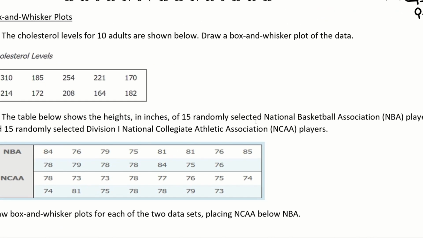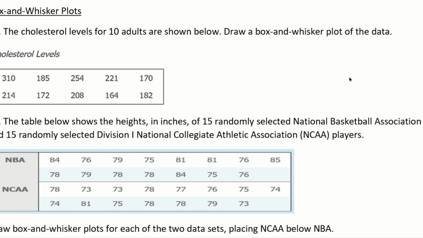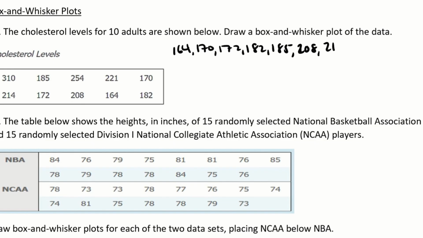Right? So number 19, cholesterol levels for 10 adults are shown below. Draw a box and whisker plot of the data. So again, we're going to need to put these numbers in order. So we'll go ahead and do that here. So we got 164, 170, 172, 182, 185, 208, 214, 221, 254, and 310.